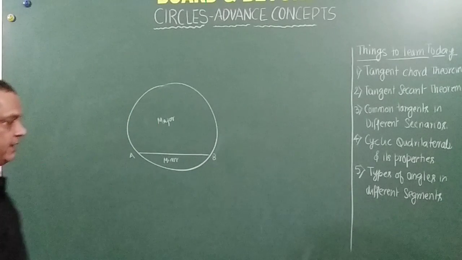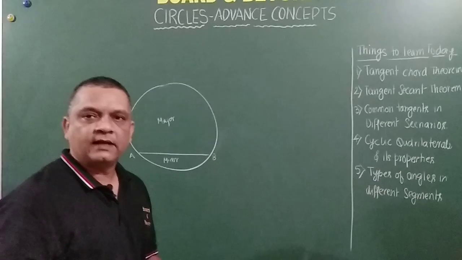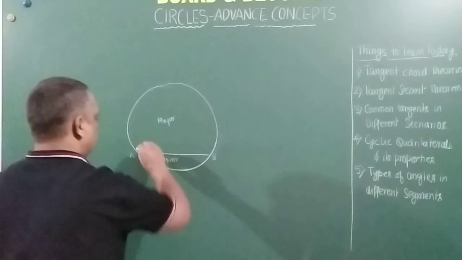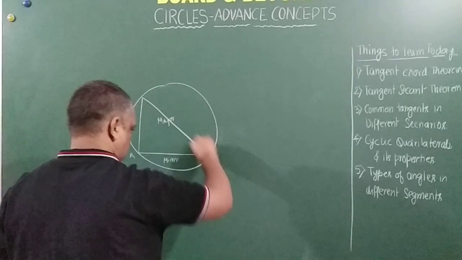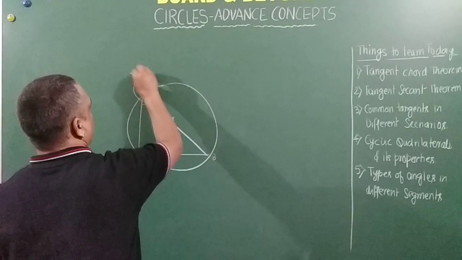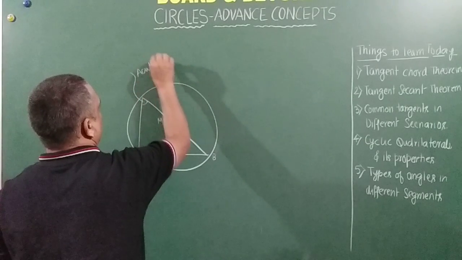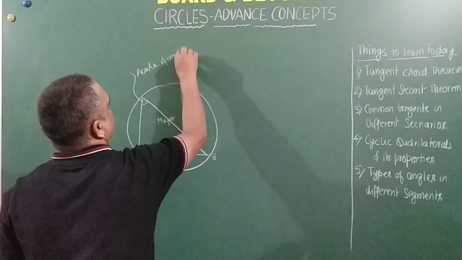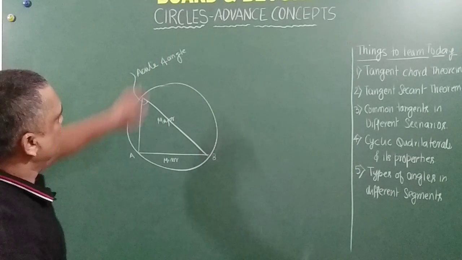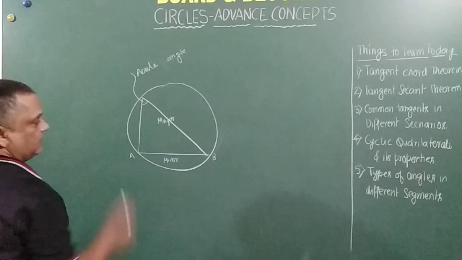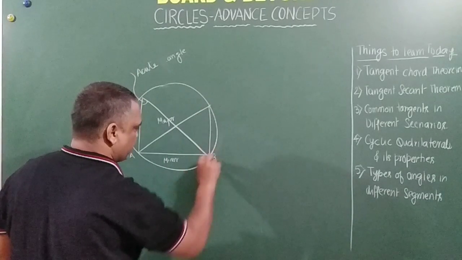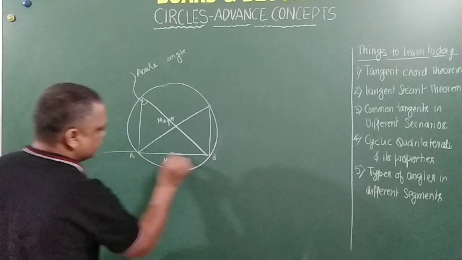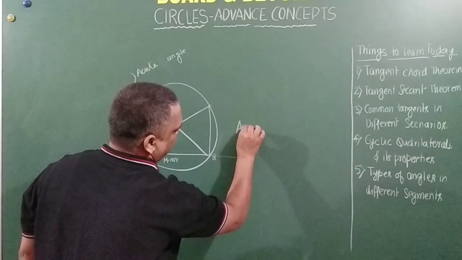Of course, segment, right? So what I mean to say here is that the angle in a major segment is always an acute angle, like this. This is an acute angle. Anywhere, it doesn't matter. You have to draw there only. So the angle in the major segment is acute.